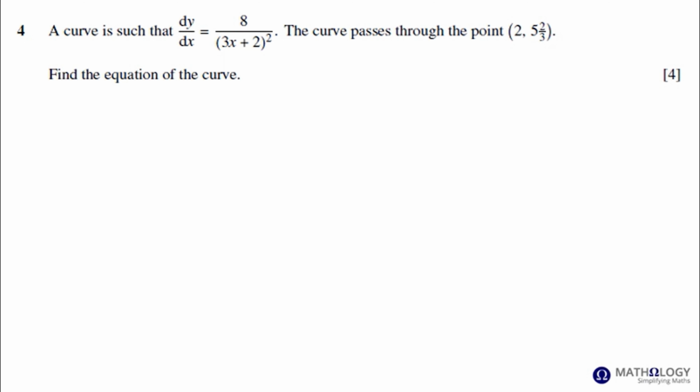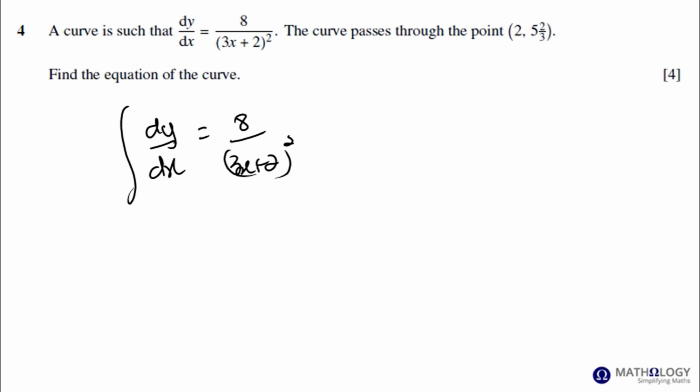Question 4. A curve is such that dy/dx equals 8 over (3x plus 2) all squared. The curve passes through the point (2, 5 and 2/3). Find the equation of the curve. So we are given the gradient function of a curve, and we're required to find the equation of the curve. So we're going to be integrating the gradient function.